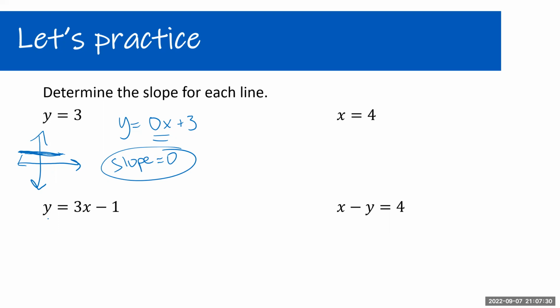What about, we're going to move down first. What about y equals 3x minus 1? Well, now we have mx plus b. What is m here? Well, m is going to be 3. So our slope is 3.